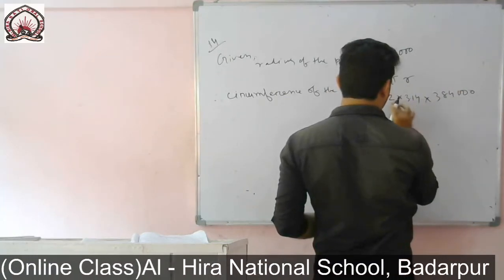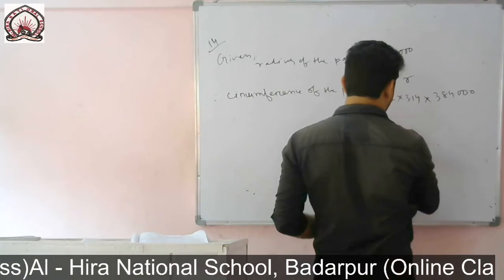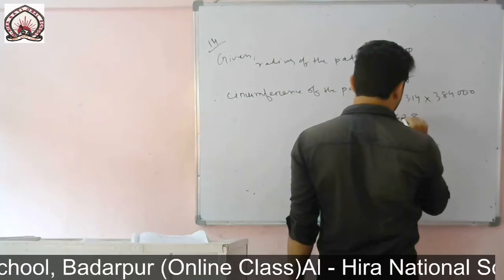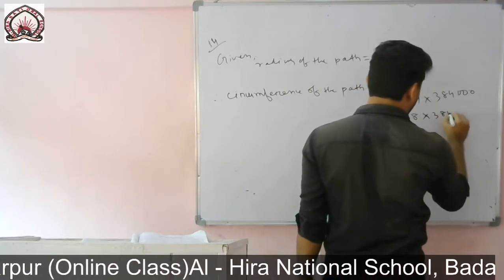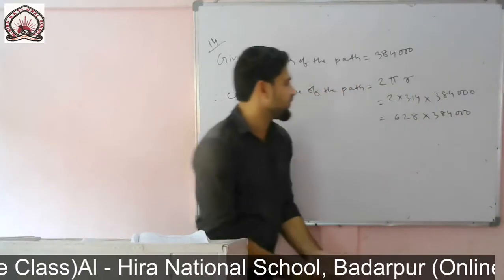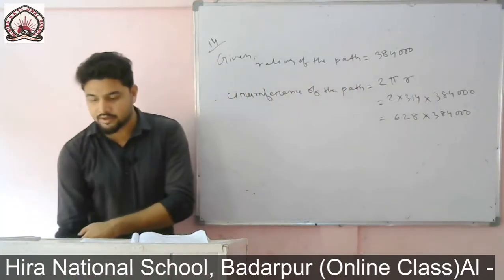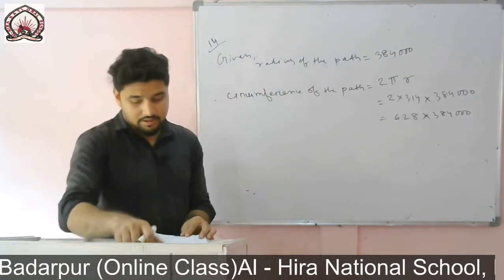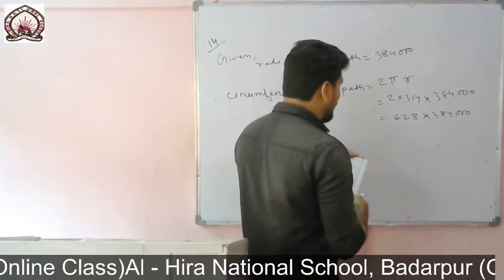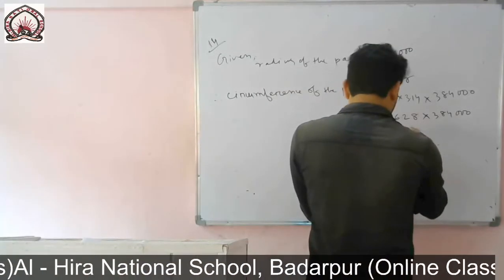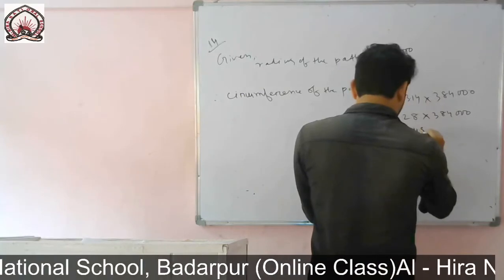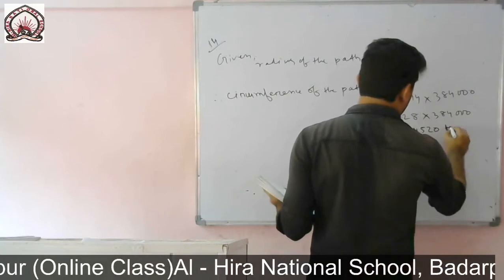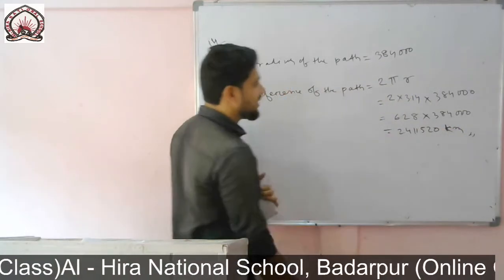2 fours are 8, 2 ones are 2, 3 twos are 6. So 6.28 into 384. Okay, if you multiply, then you will get 241152 kilometer. Okay, you will get this answer.